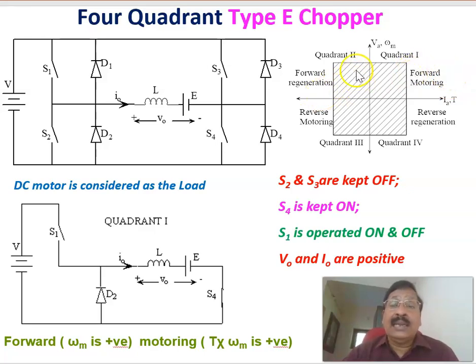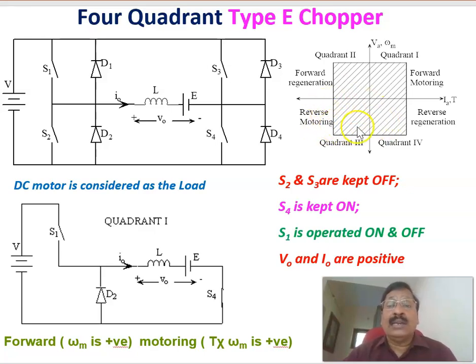Similarly, we'll be seeing the other one. In the 2nd quadrant, since omega is positive and the product T into omega is negative, it is called braking action or regeneration, the forward regeneration, because omega is positive, forward, and the product is negative. Forward regeneration or forward braking action is taking place, regenerative braking.